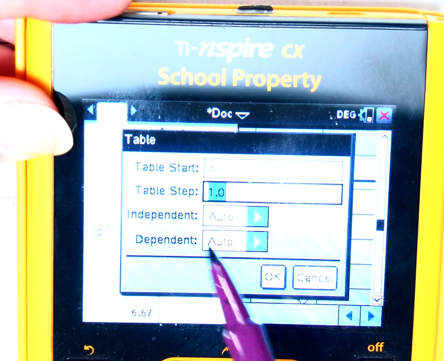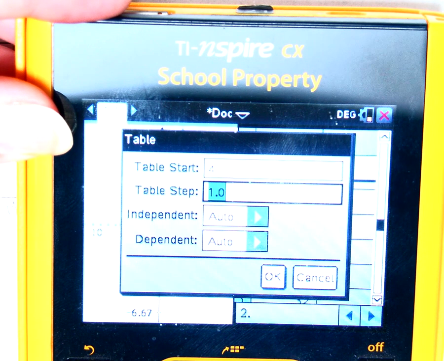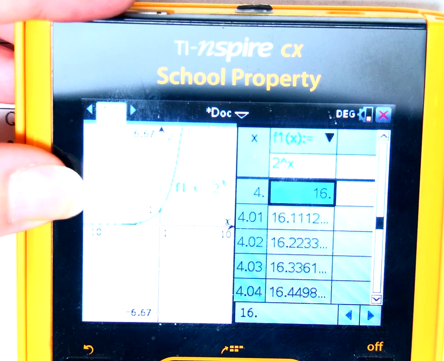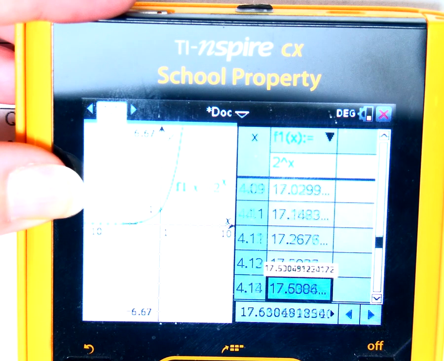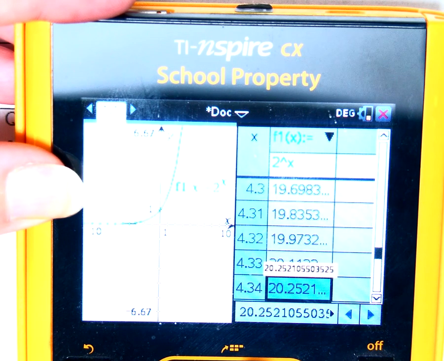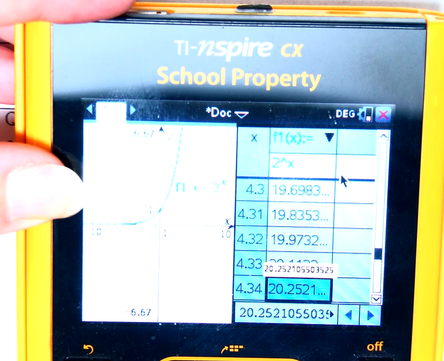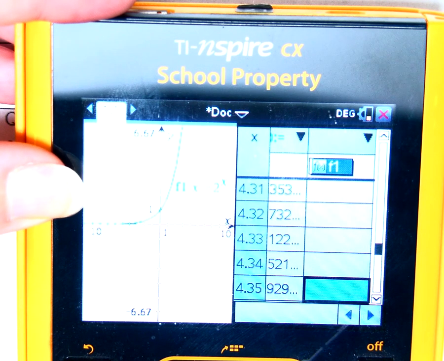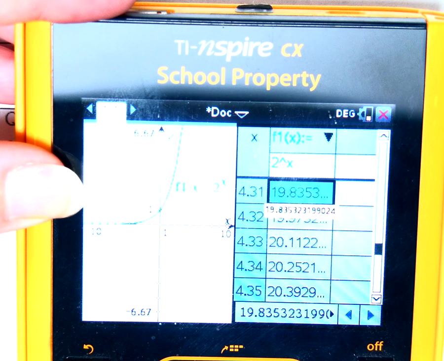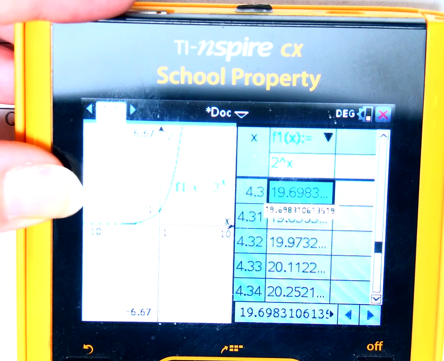Now, how do I want my table to count? 0.1 is a tenth, so 0.01. Got it? And then I'm going to hit OK. Now, what am I looking for on this table? 20. 17, now I'm at 18. Oh, 19, it's getting close. Dang it. Why are we saying dang it again? This is not 20, right? Okay, it's not 20. Did I get close to 20? Yeah, but not 20, right?